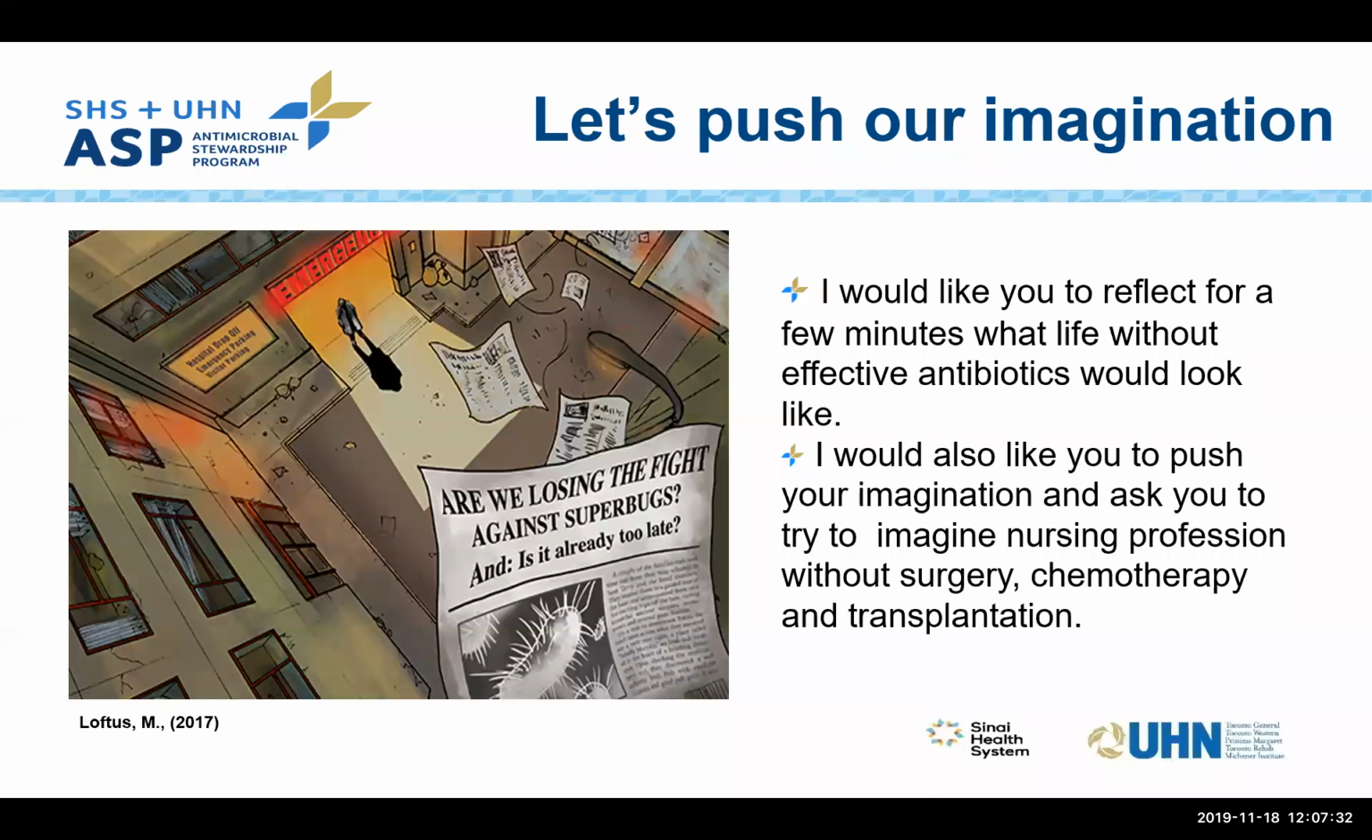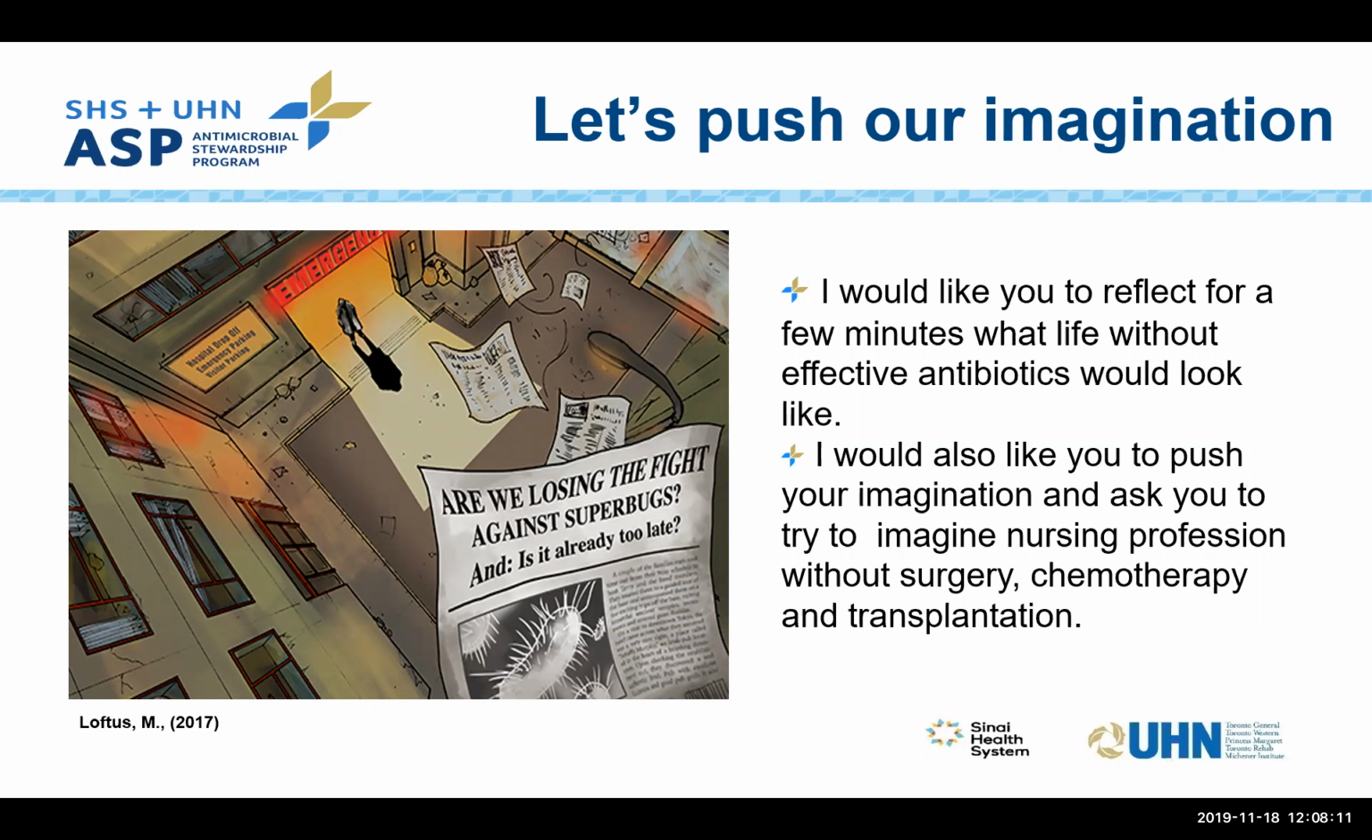I would also like to push your imagination a little bit more and ask you about the nursing profession. What would the nursing profession look like without surgery, without chemotherapy, and without transplantation? You are probably thinking that many of our specialized nursing practices, for example our ICU nursing practices, our transplant nursing practices, and our surgery, may vanish. When you think about the overall impact of AMR, not only worldwide, not only in Canada, but also in our profession, this is a little bit scary.